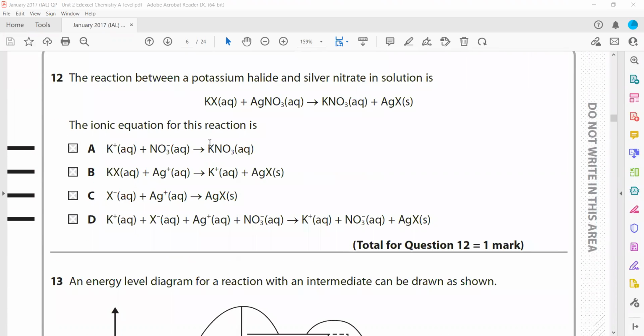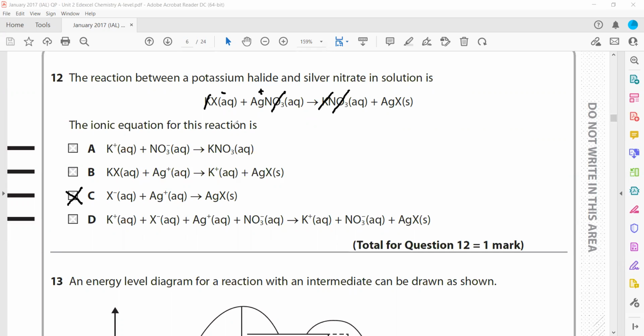In question 12, the reaction between potassium halide and silver nitrate in solution, what is the ionic equation? So how do we write an ionic equation? We cancel out the common ions in aqueous solution. So the nitrate ion will cancel out, and the potassium ion will also cancel out. So we are left with the halide ion. What will be the charge on the halide ion? Which will be -1. And we have the silver ion, which will have +1, and it gives silver halide, AgX. So the halide ion in aqueous, plus the silver ion in aqueous, gives silver halide in solid. So C is the right answer.